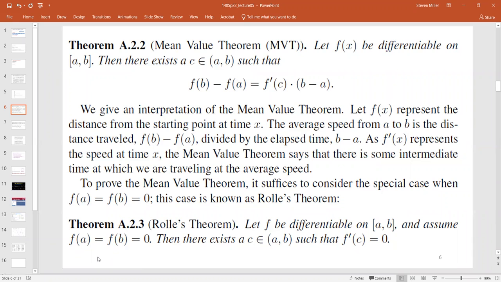The difference here, and this is worth mentioning, is when we use the mean value theorem, it just tells us there is some point c where this is true. What would you like to know? Where is c?